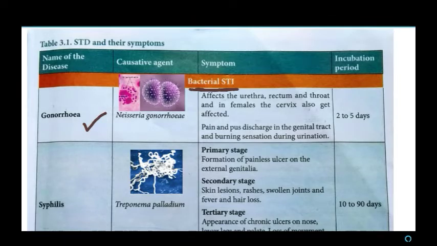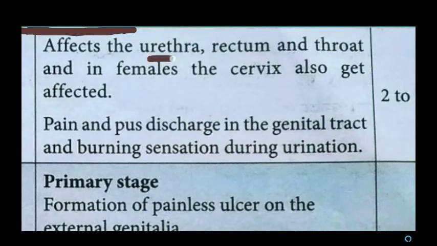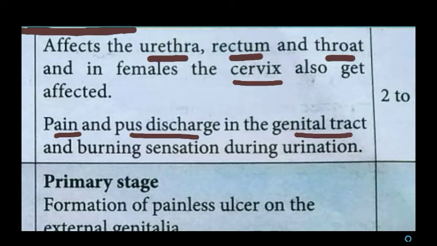Gonorrhea is caused by the bacterium Neisseria gonorrhoeae, which is the causative agent. As for the symptoms, it mainly affects the urethra, rectum and throat, and in females it also affects the cervix of the uterus. It causes pain and pus discharge in the genital tract, and also a burning sensation during urination. These are the symptoms of gonorrhea.